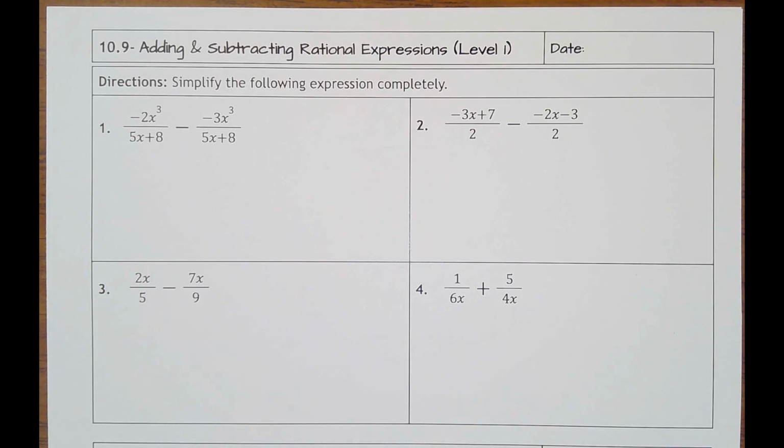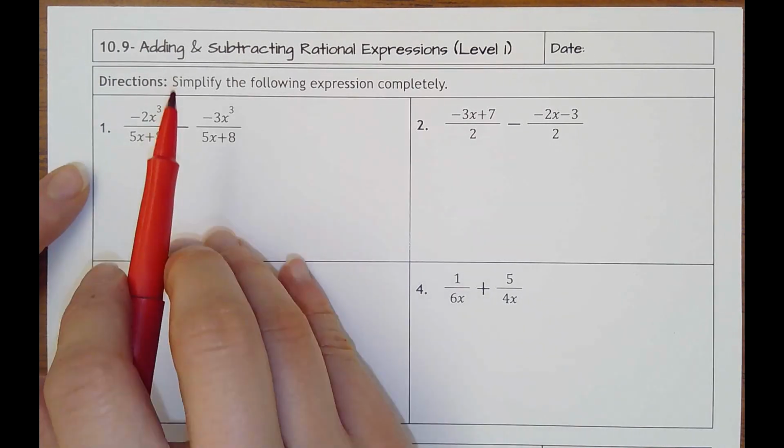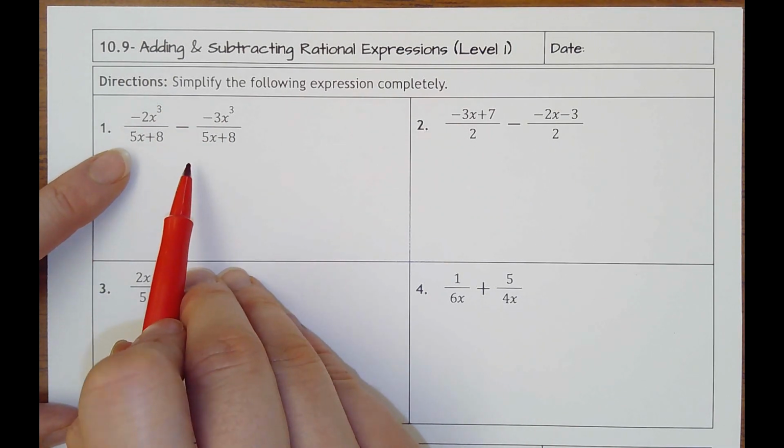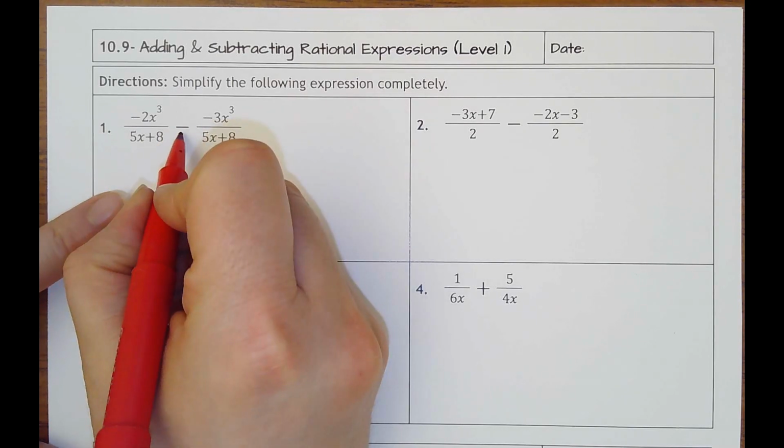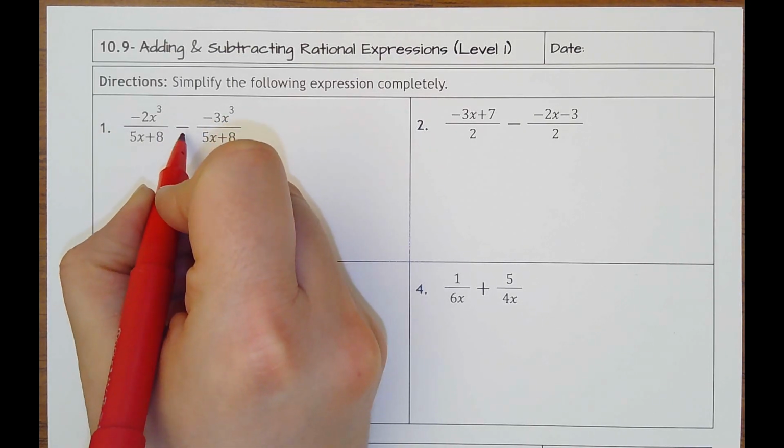Lesson 10.9 is adding and subtracting rational expressions level 1. Remember that when we're adding and subtracting fractions, they have to have a common denominator. So the first two will, second two won't. These are just becoming binomial denominators, so they're not just a monomial like what we had in the past. Also be aware that this is a negative here, this minus sign.